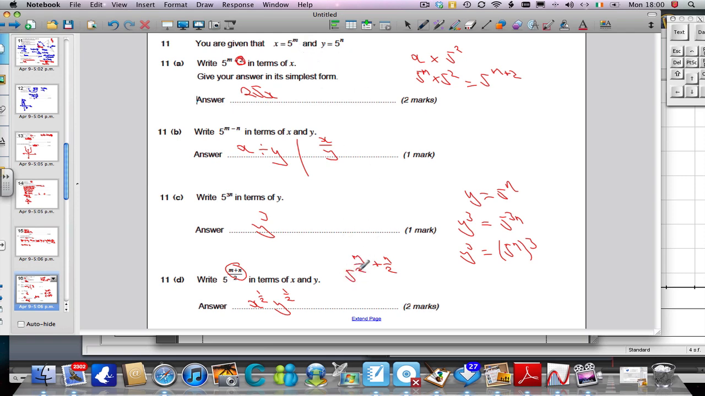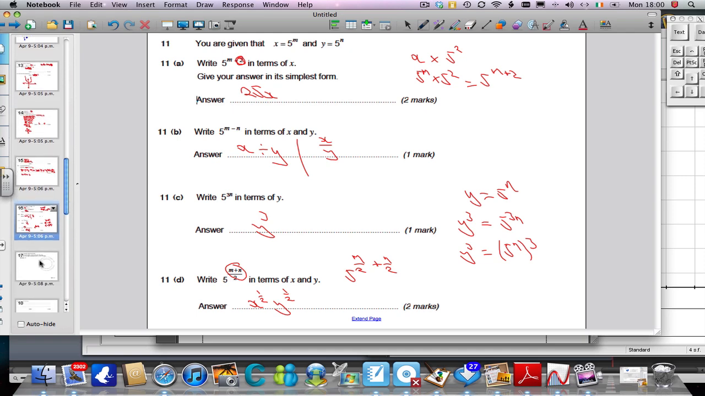5 to the m over 2 is simply x to the power of a half, and 5 to the n over 2 is y to the power of a half. And that's how we manage that one.